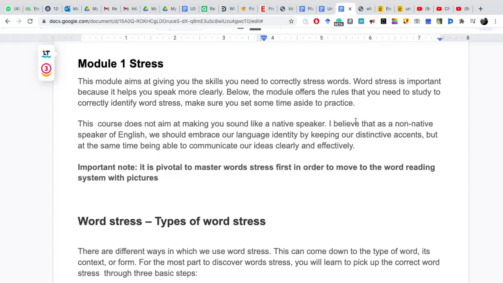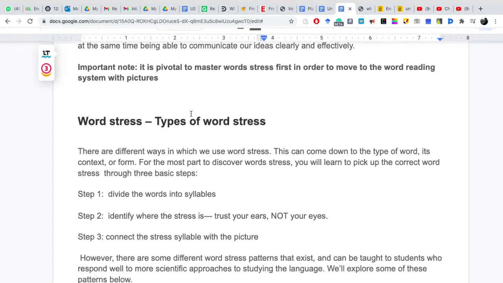This course does not aim at making you sound like a native speaker. I believe that as non-native speakers of English, we should embrace our language identity by keeping our distinctive accents, but at the same time, being able to communicate our ideas clearly and effectively. Another important note: it is pivotal to master word stress first in order to move on to the word reading system with pictures.